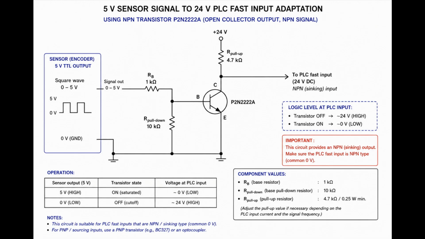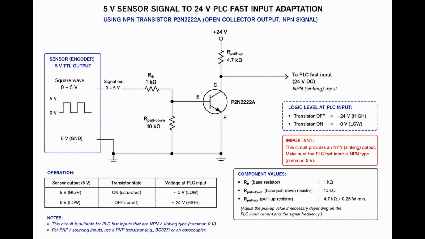The main component of this circuit is the P2N2222A NPN transistor, which is used as an open collector switch. 1. Input signal from the sensor. 0 to 5 volts, the sensor provides a square wave signal. 5 volts equals sensor on, 0 volts equals sensor off. This signal is connected to the transistor base B through a resistor. RB equals 1 kiloohm. The base resistor limits the current flowing into the transistor, protecting the sensor output.